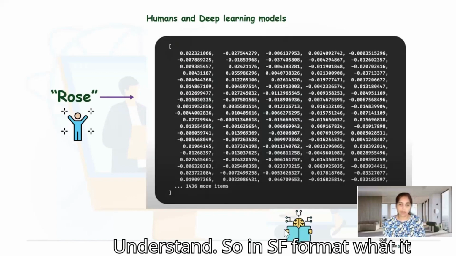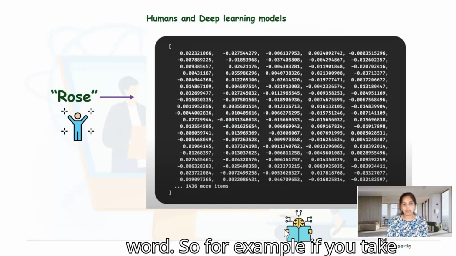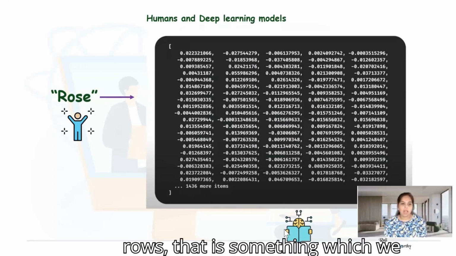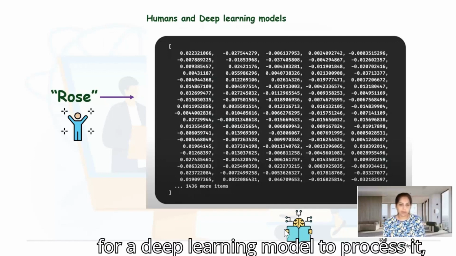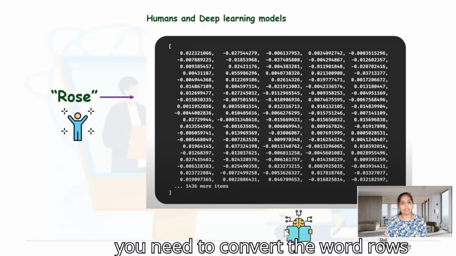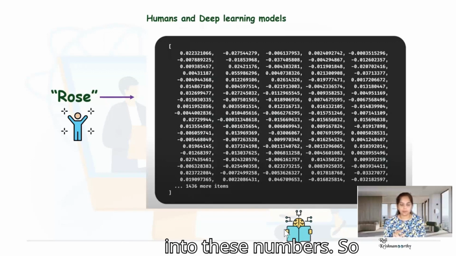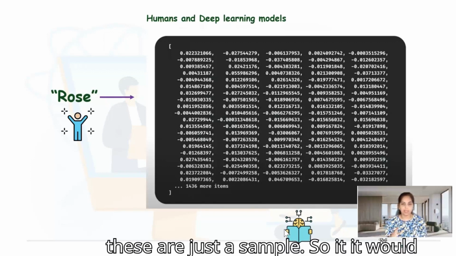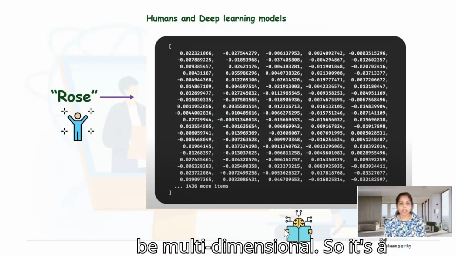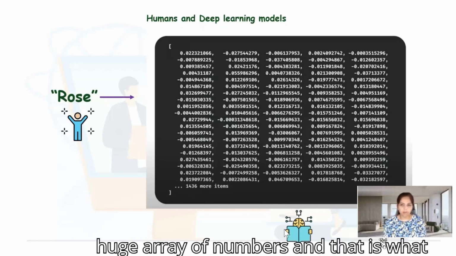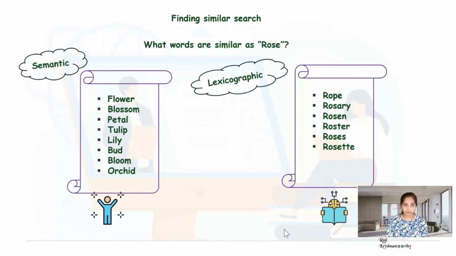When I say format, what it essentially means is any word. For example, if you take rose, that is something we understand. But for a deep learning model to process it, you need to convert the word rose into numbers. These are just a sample. It would be a huge list, and it would be multi-dimensional. It's a huge array of numbers, and that is what a deep learning model can process, right?